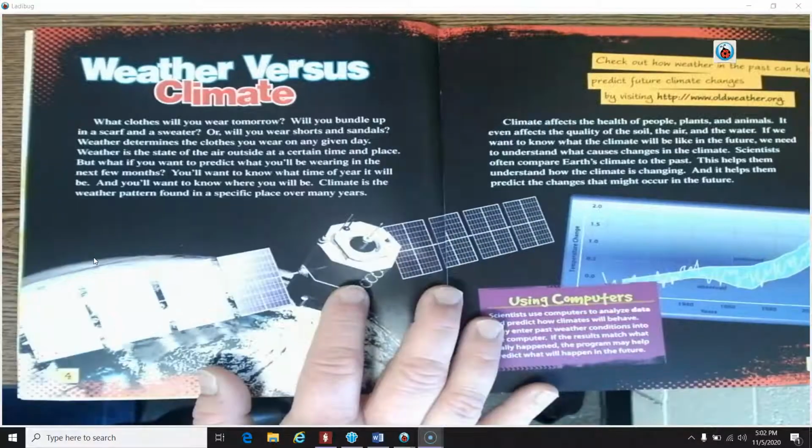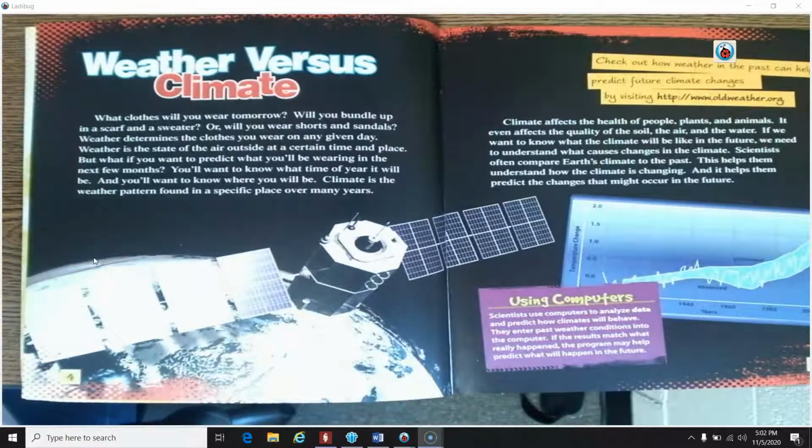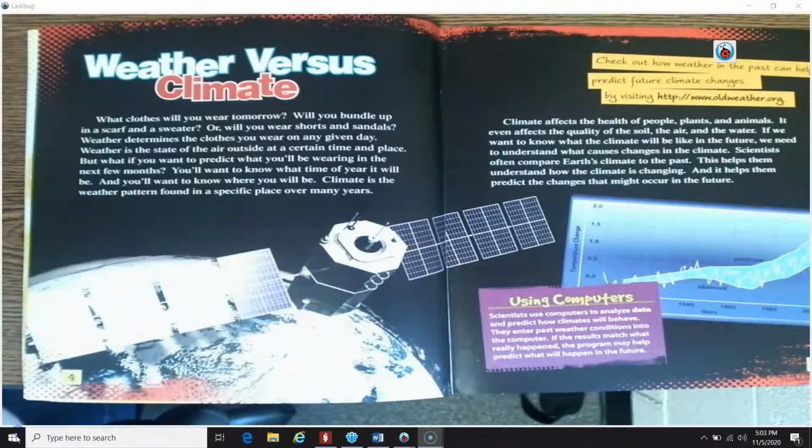So weather versus climate. What clothes will you wear tomorrow? Will you bundle up in a scarf and a sweater? Or will you wear shorts and sandals? Weather determines the clothes you wear on any given day. Weather is the state of the air outside at a certain time and place. But what if you want to predict what you'll be wearing in the next few months? You'll want to know what time of year it will be, and you'll want to know where you will be. Climate is the weather pattern found in a specific place over many years.